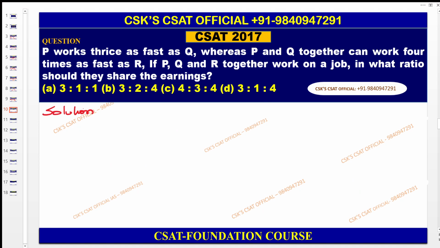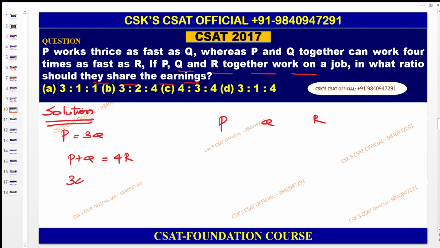P works 3 times as the Q. Whereas P and Q together can work 4 times as fast as R. If P, Q, R together work on a job, what is their ratio? They share their earnings.